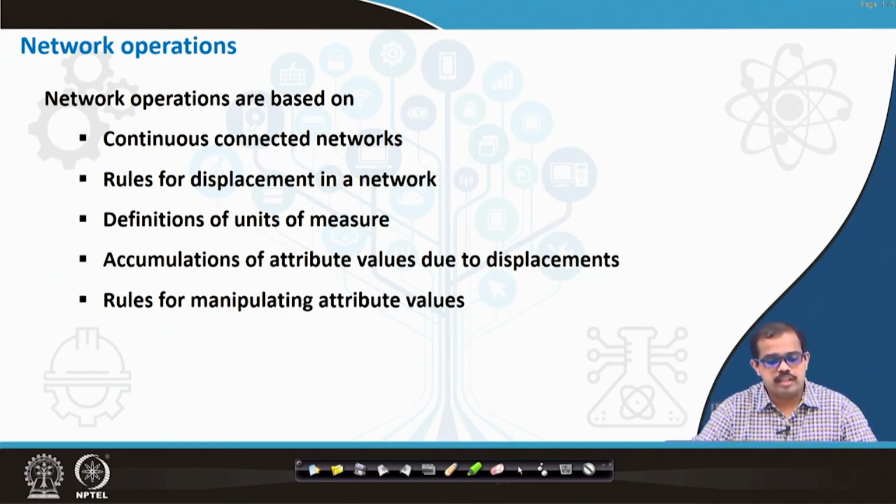Now, rules for displacement in a network. You should understand what the different rules are that you can have on a network for understanding the displacement units.